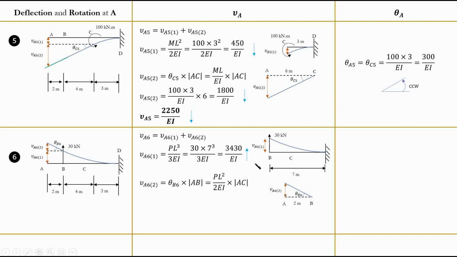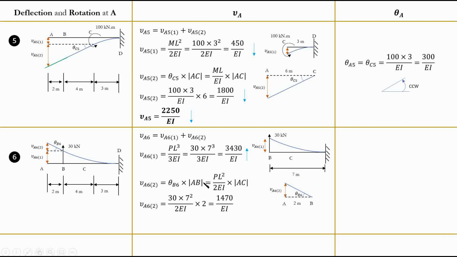For the deflection of this part, again, it's a triangle, just this value multiplied by this value. You will see the result. And again, where do I get this theta B6? It's this theta B6, which means the rotation at point B. What is the rotation at point B? It's going to be coming from this case, for which I know the formula, PL squared over 2EI. Again, you can see this from your table.